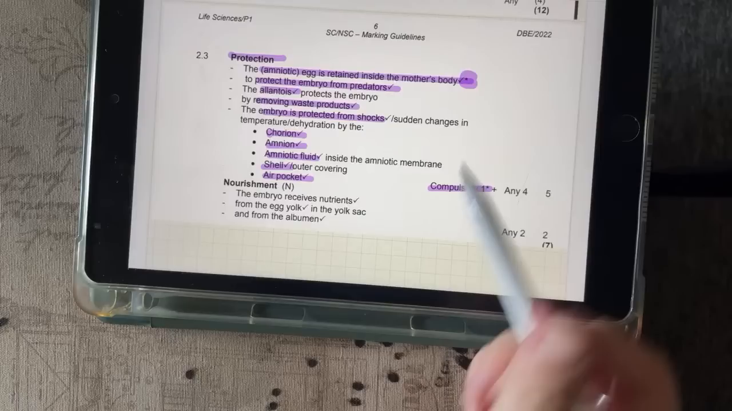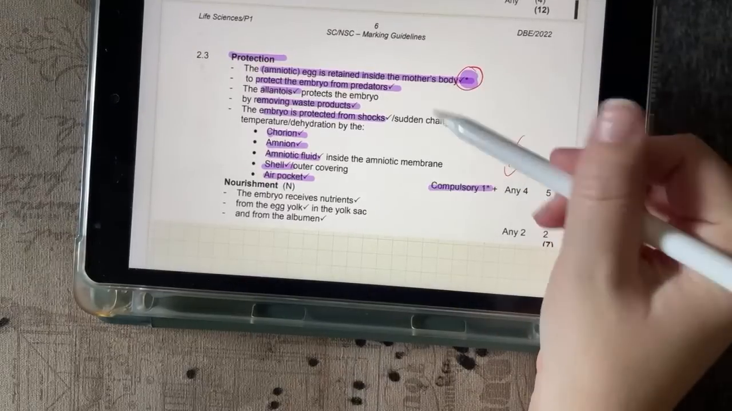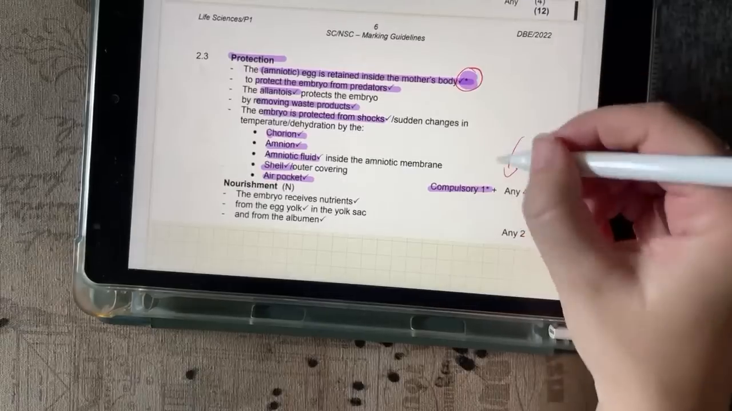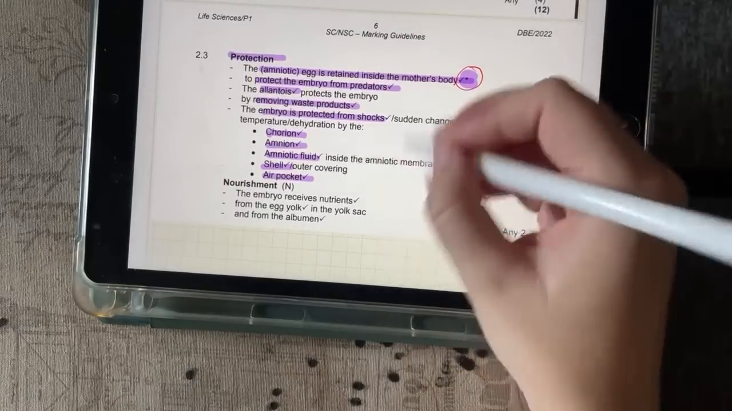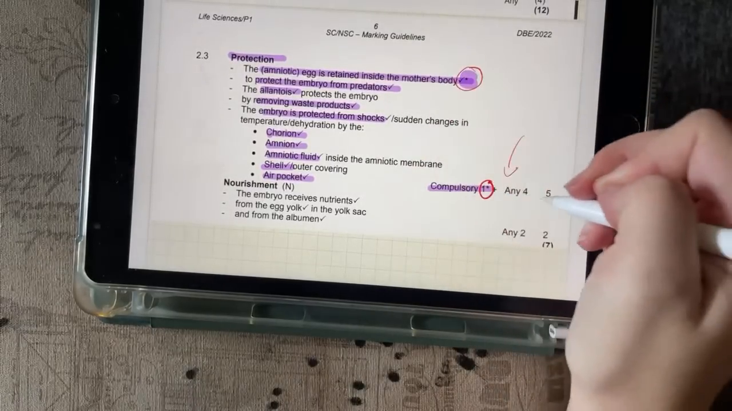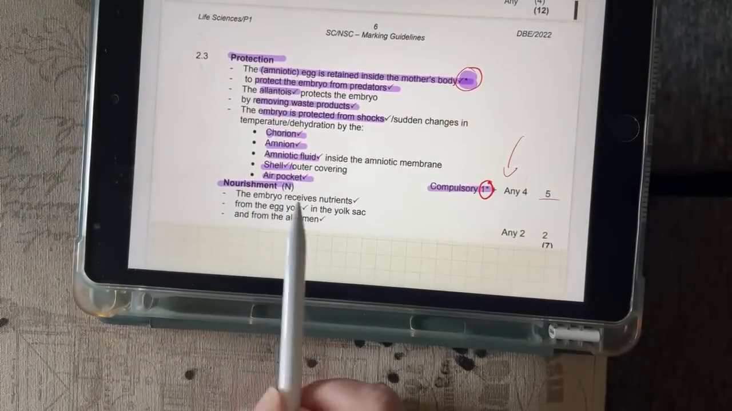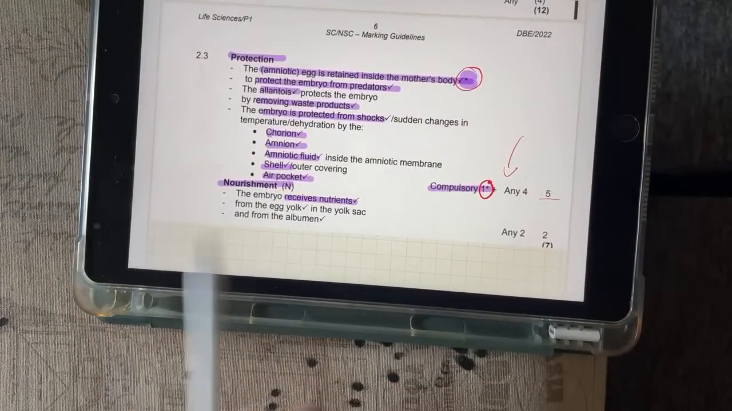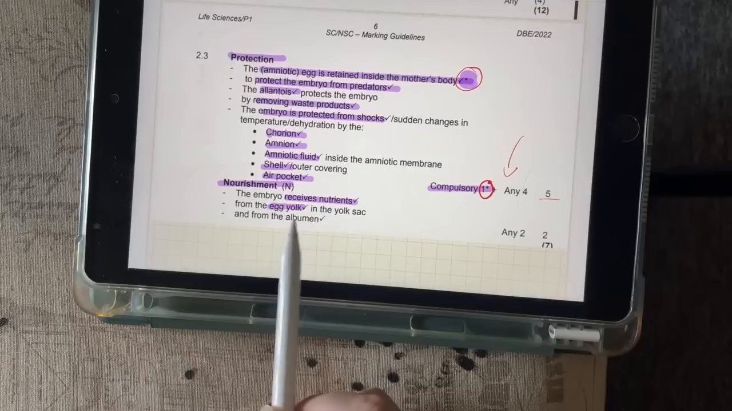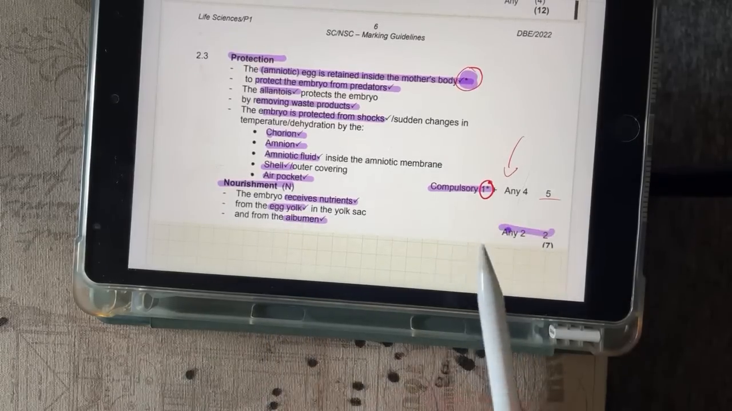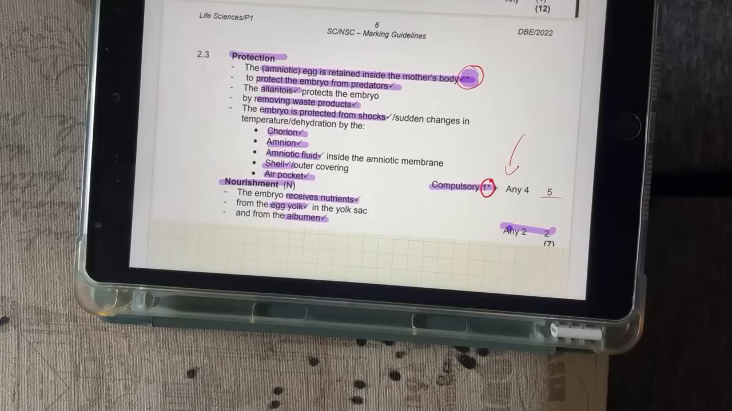Now, don't forget the mark allocation down here, which is the one compulsory mark. And then you could have any other 4 here. Any other 4. So that means you can have 1 plus any 4 here, but that only gives you 5. Now for the nourishment, we do the embryo receives nutrients from the egg yolk and from the albumin. So you could say any 2 of these to get 7 out of 7. Isn't this quite a hard question? I think so.